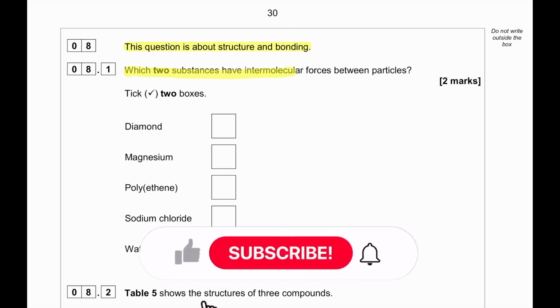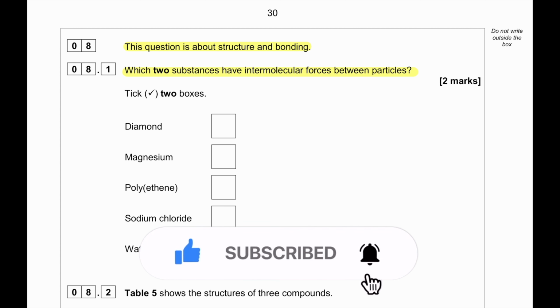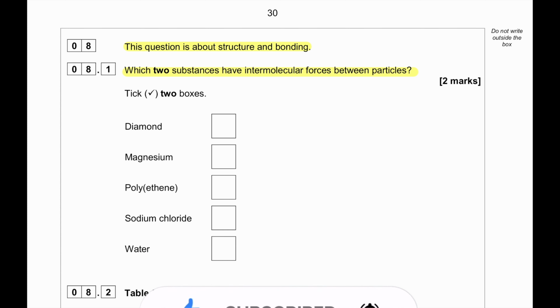Which two substances have intermolecular forces between particles? So basically when we talk about intermolecular forces, we are talking about forces between one molecule and another. For example, a hydrogen molecule with another hydrogen molecule. So there will be intermolecular forces between these two molecules.